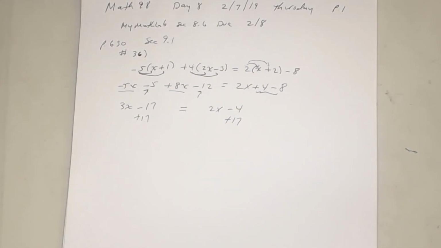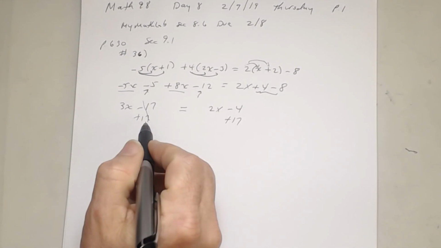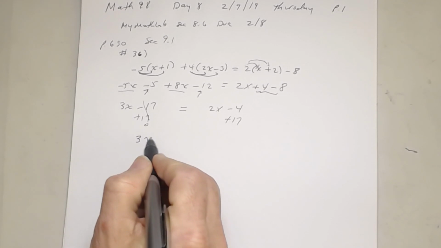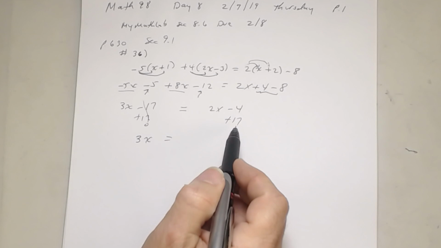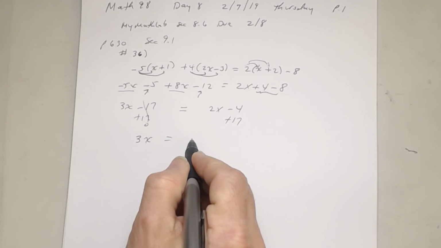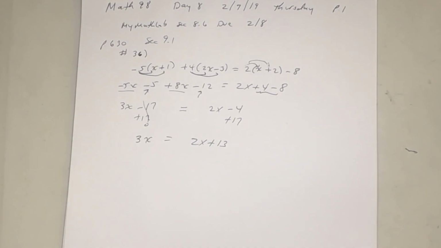All right, so there's the addition property of equality. Now what's the next step? Combine like terms. So when I combine like terms, a negative 17 and a positive 17 is 0. What's left over here? 3x equals. All right, when I combine like terms over here, what's that expression on the right-hand side? 2x plus 13, because a negative 4 and a positive 17 is a positive 13.